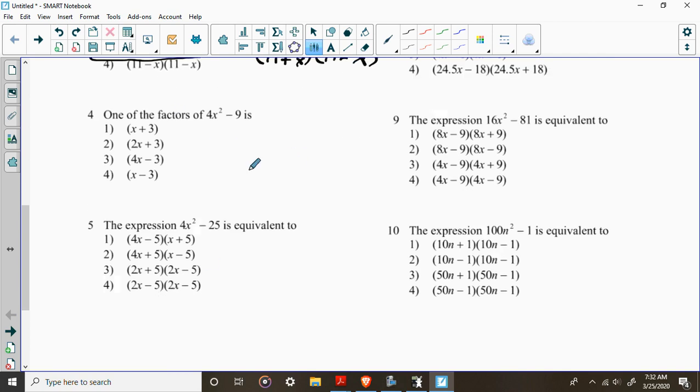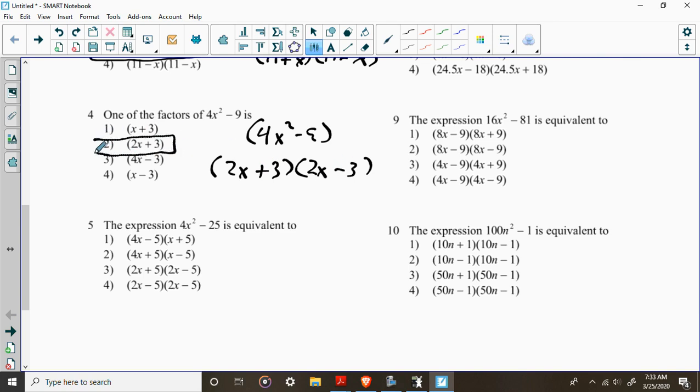Okay. So again, real quick here, they want to know one of the factors this time. So again, 4x squared minus 9. Again, we take the square root of 4x squared, so take the square root of the number, the square root of x, and divide that exponent by 2. And the square root of 9 is 3. Give me a plus sign on one, give me a minus sign on the other. What's one of the factors? 2x plus 3. Okay?